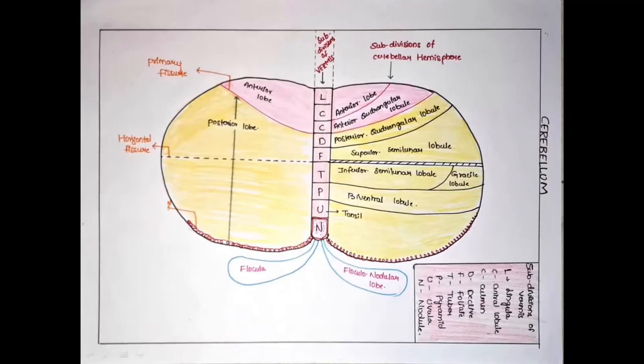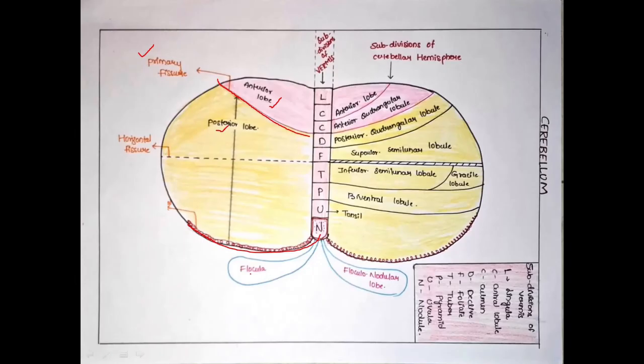Here you could identify number one. So now this will be our primary fissure, and this will be our posterolateral fissure. So thereby we got the anterior lobe, we got the total posterior lobe extent, and then we have the flocculus, called the flocculonodular lobe. So we have three important lobes to be discussed.